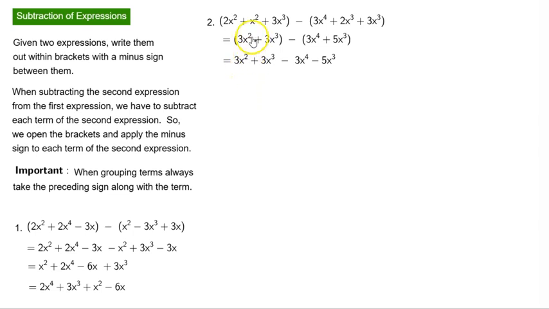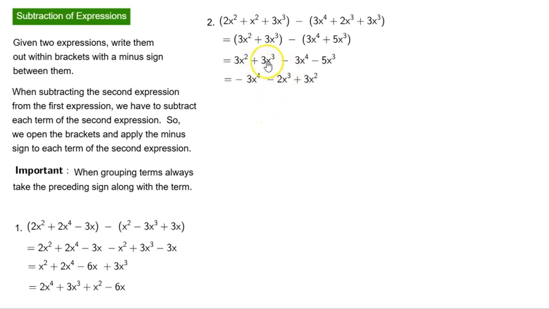Now let's open the bracket. So 3x square plus 3x cube minus 3x to the power of 4 minus 5x cube. Yes, so every sign inside the bracket reverses once we open up the bracket.